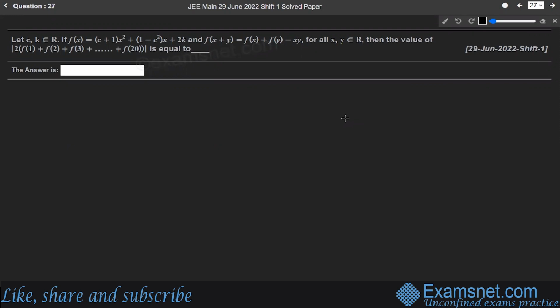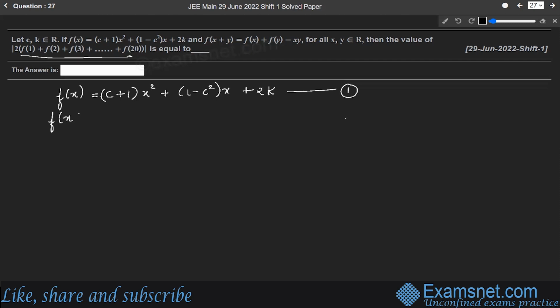In this question also, we have to find the summation of all these values. And it is in mod. It means that the value will be positive. And two different functions are given here. So let us write both the functions first. f(x) is equal to (c + 1) x square + (1 - c square) x + 2k. Consider it as equation number 1. Another function is f(x + y) is equal to f(x) + f(y) - xy. Consider it as equation number 2. It is given that x and y belong to R.